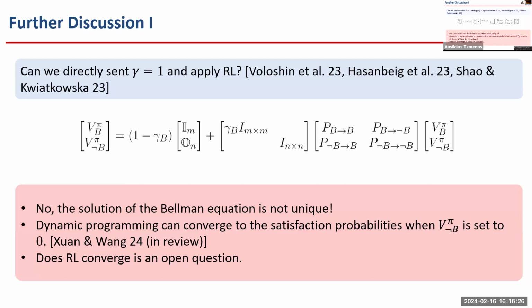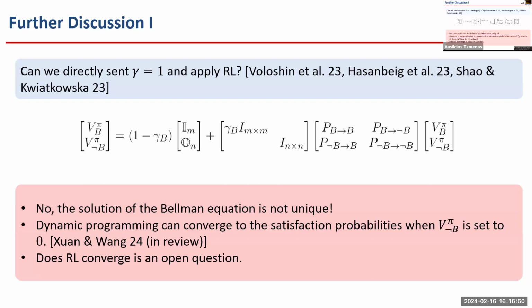The reason is pretty simple. When gamma is equal to 1, you can write down the Bellman equation of this learning process, and this Bellman equation has multiple solutions. Therefore, if you apply reinforcement learning, you do not know which solution you are converging to. Does that make sense?